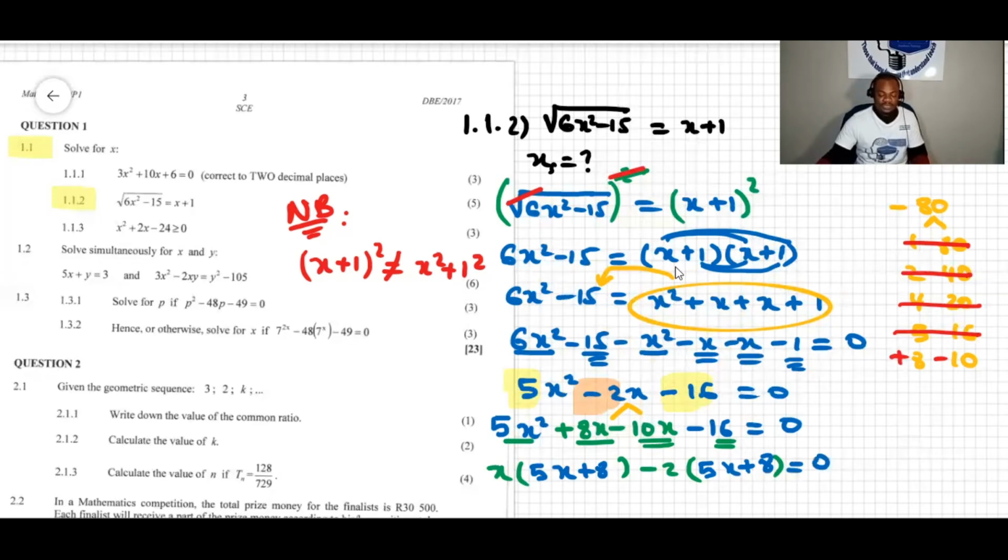This is equal to 0. Now we can factorize. We can notice that we have common things here: 5x plus 8, 5x plus 8. Note, if you don't get the brackets the same, meaning either you selected a wrong factor here, or your factorization over here was not correct, they must always be the same. So this will be then x minus 2, open bracket, 5x plus 8 equal to 0.